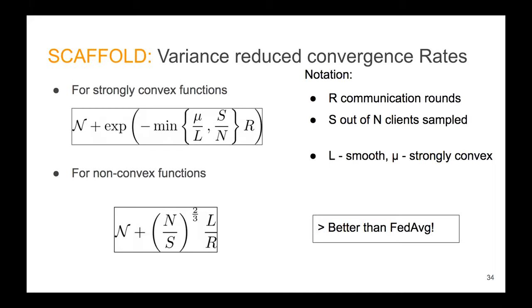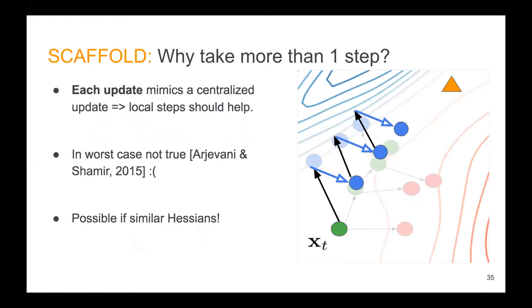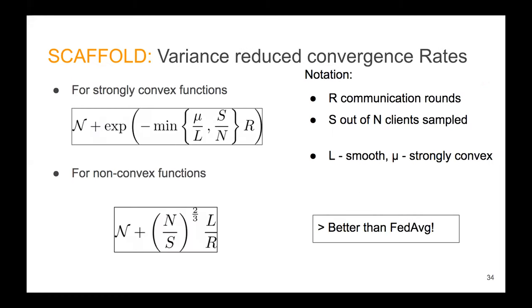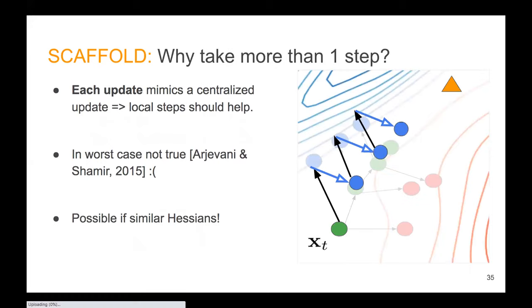So this still doesn't quite explain why. I only flashed the convergence rates. If you stared at this for a second with S equals N, you could sample all the clients. So then you might question, why would you actually take more than one local step, because the convergence rate is the same? We have a partial answer to this. One answer to this question, which I asked myself, is that in the worst case, there's no way to beat SGD.